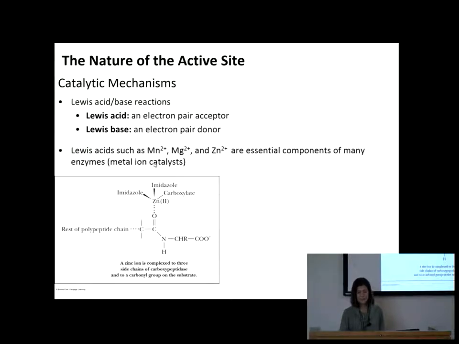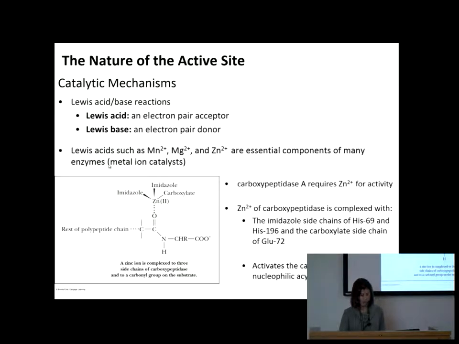And so we see magnesium, zinc, manganese. They are what we call cofactors in our enzymes. There are a lot of enzymes that need them for activity. This one is carboxypeptidase A, which requires zinc in the positive 2 oxidation state for activity.